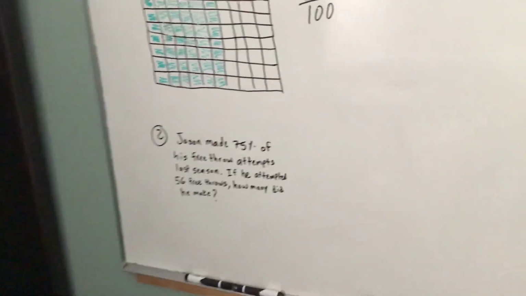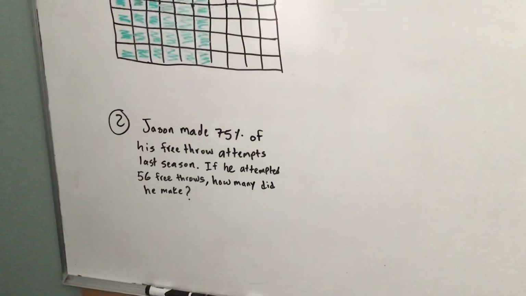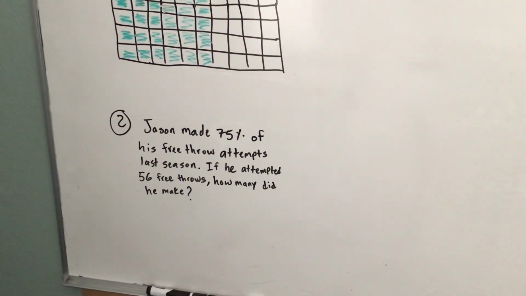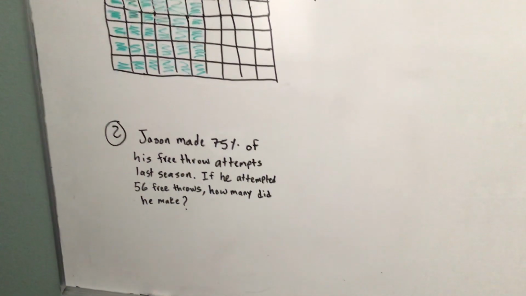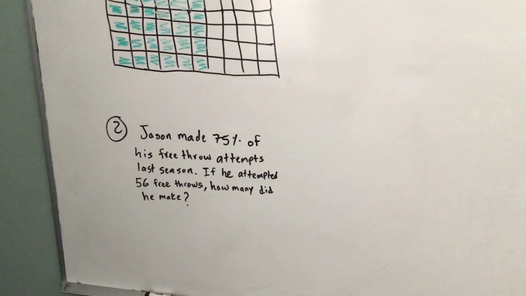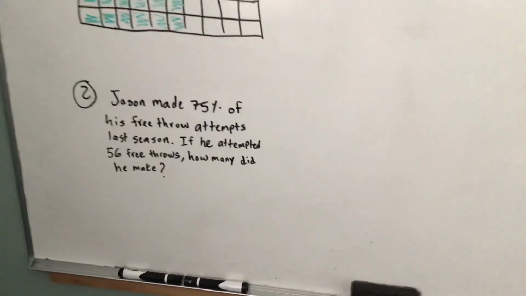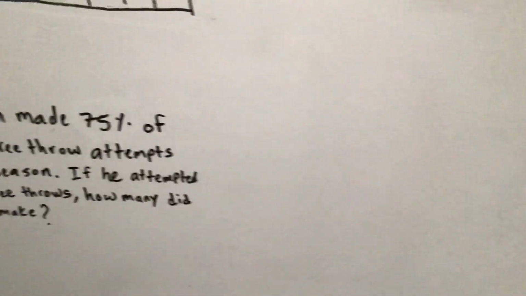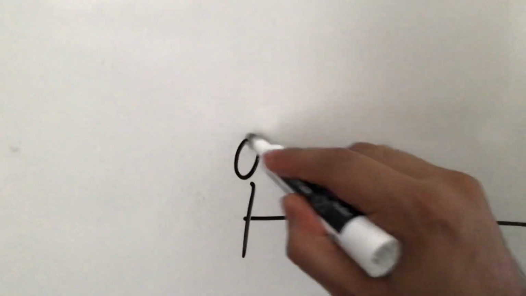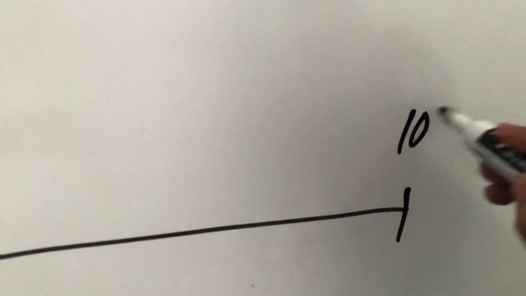Number two, we're going to get into a harder one. Jason made 75% of his free throw attempts last season. If he attempted 56 of them, how many did he make? Well, another thing you have to understand, especially when they give you word problems, a number line, it's always going to be your best friend. So just go ahead and draw a number line, and we'll start with the percentage. 0% at the beginning, and we have 100% at the end.